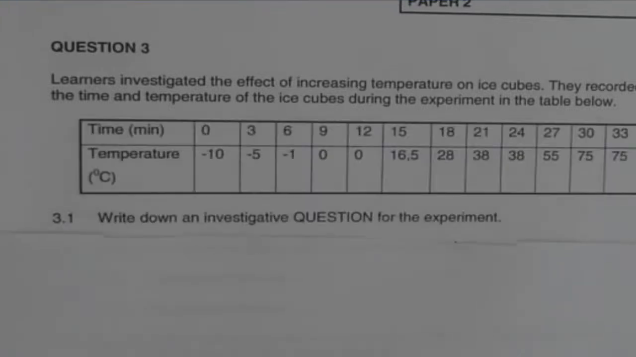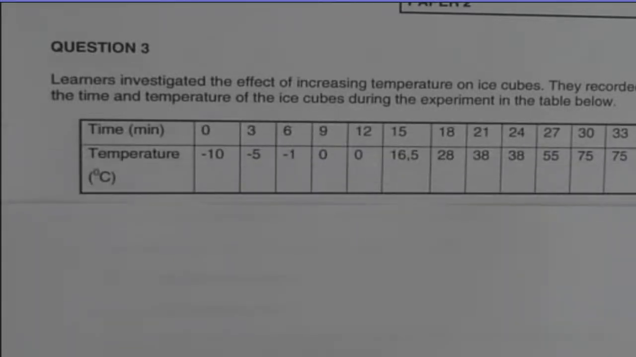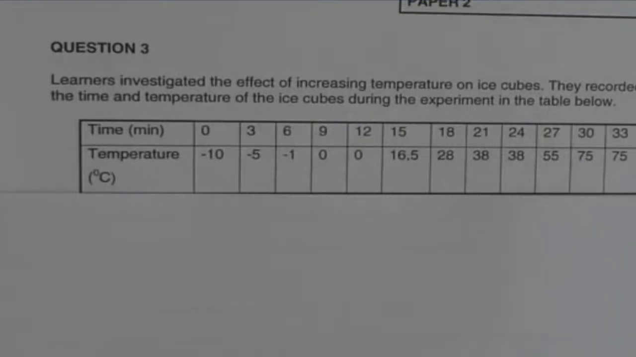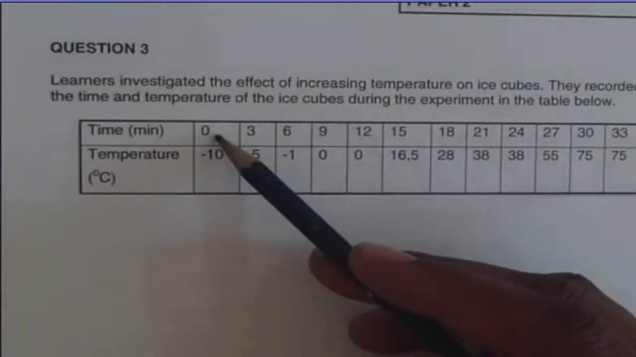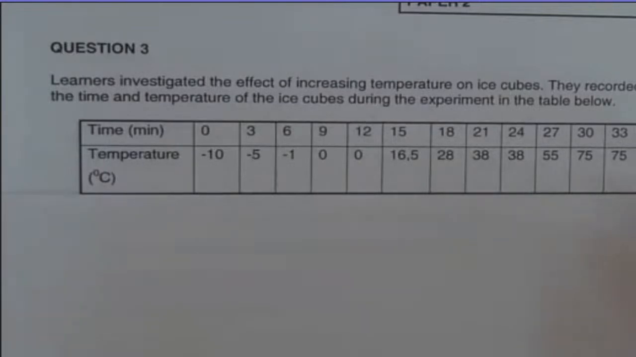Before I go to the table, let me go through the statement at the top. They recorded the time and temperature of the ice cubes during the experiment in the table below. The time should be in minutes. The temperature was in degrees Celsius. We have the table from -10 up to 75, and the time is 0 until 36.